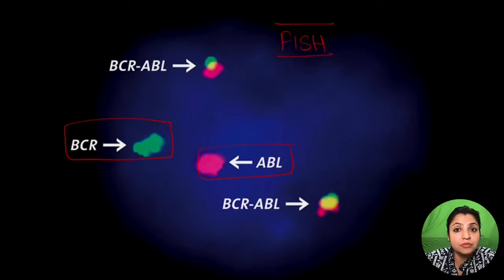So what happens in CML? BCR comes over ABL, and this gives rise to a yellow color signal. So BCR-ABL translocation, that is BCR and ABL on top of each other, gives you a yellow signal, and that is what is called BCR-ABL translocation or a Philadelphia chromosome. That is required for the diagnosis, and this is the diagnosis of choice for CML. Okay, right. So that is the diagnosis.